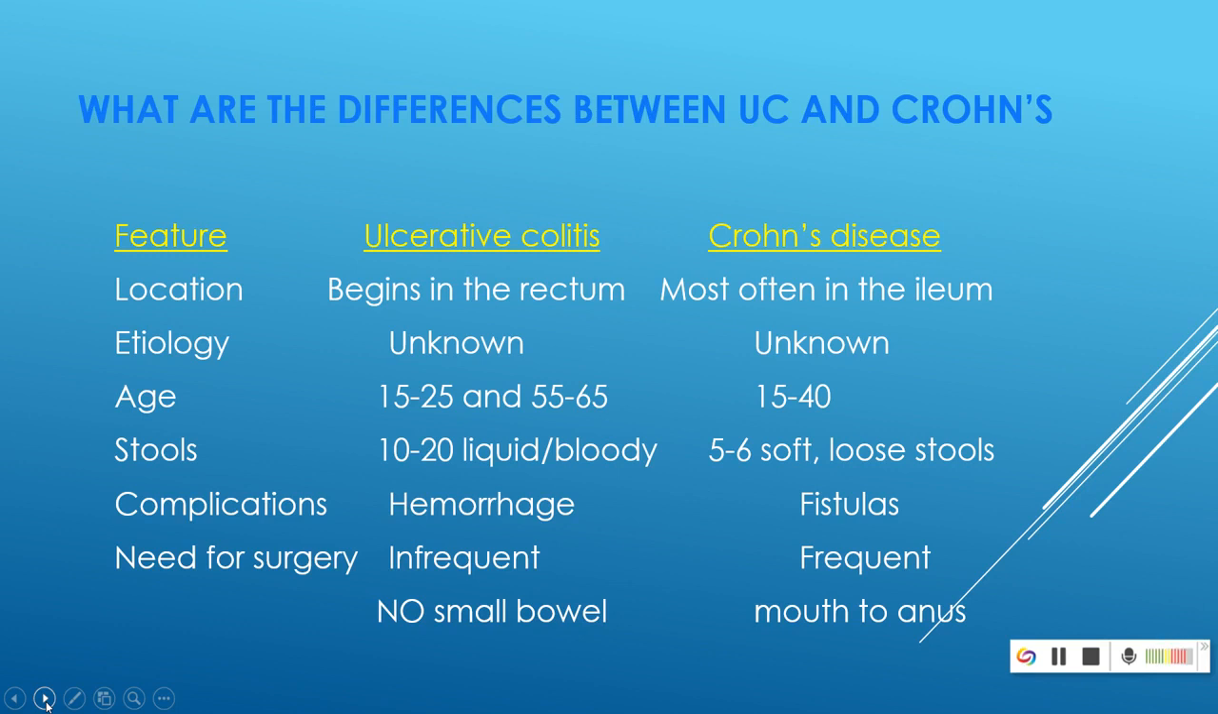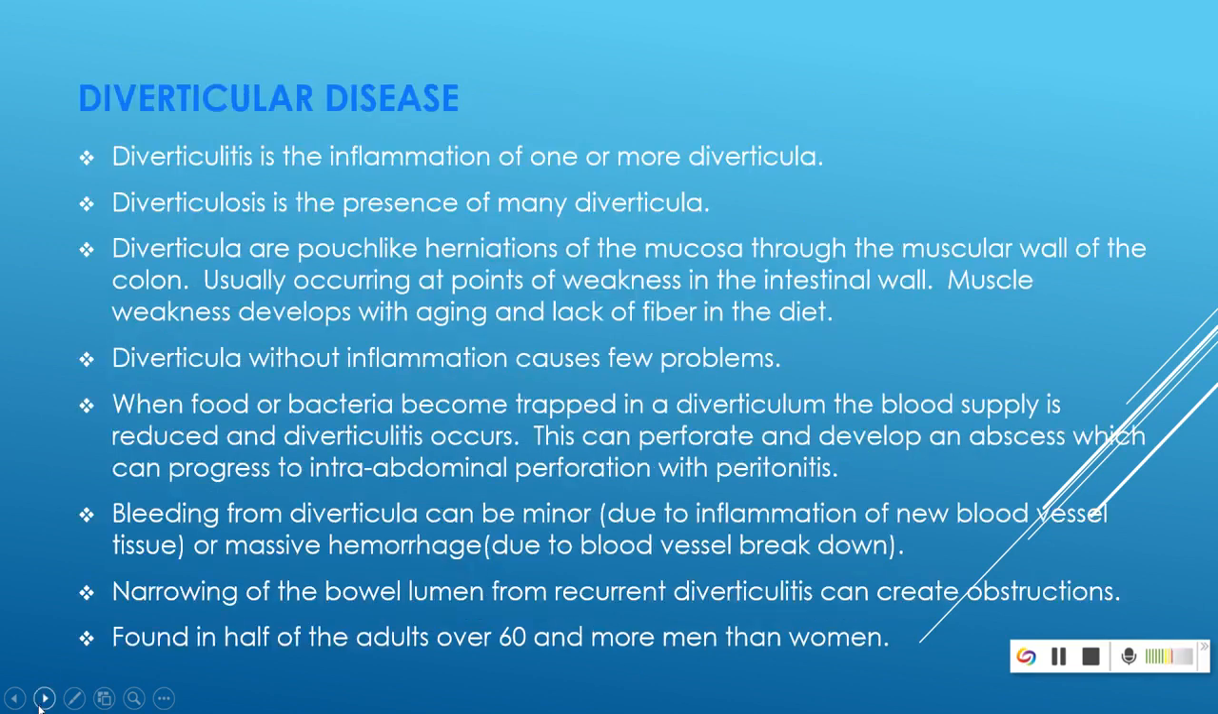Need for surgery. Ulcerative colitis, you don't usually have to have surgery for that. Crohn's disease, you end up having more frequent surgeries because usually that piece of bowel that has the Crohn's disease is causing so many problems that you have to go in and take that section of the bowel out and re-anastomose the two good ends. Need for surgery, infrequent for ulcerative colitis, frequent for Crohn's disease. Ulcerative colitis does not involve the small bowel, no small bowel. Crohn's disease can be anywhere from the mouth to the anus.